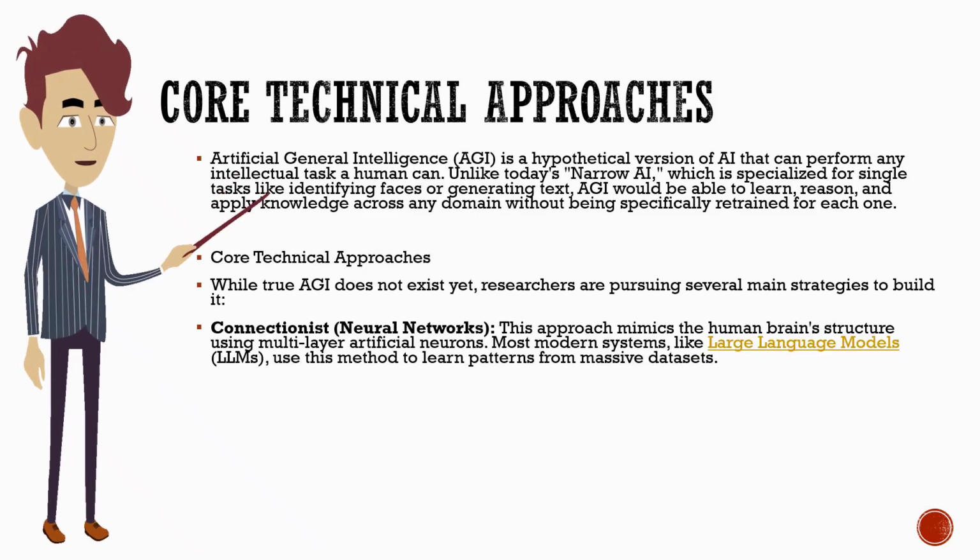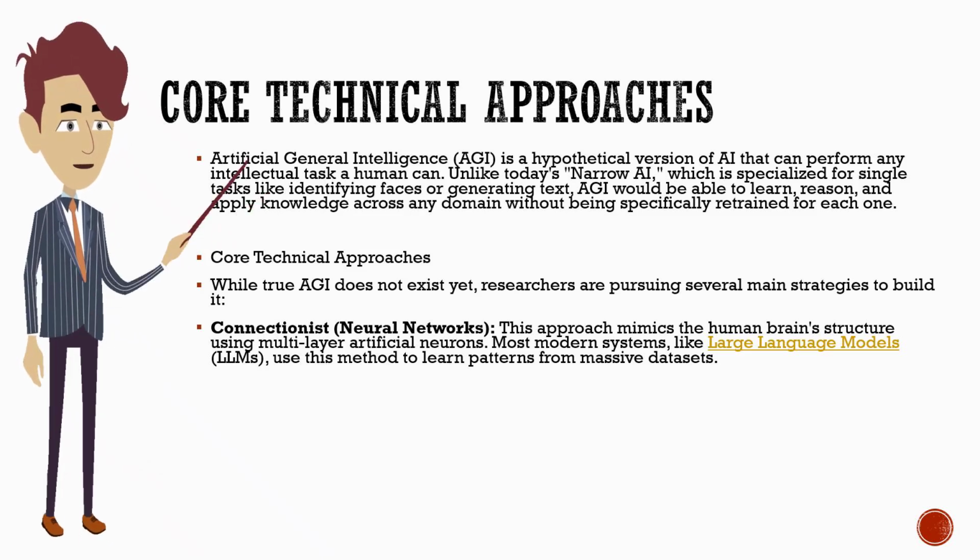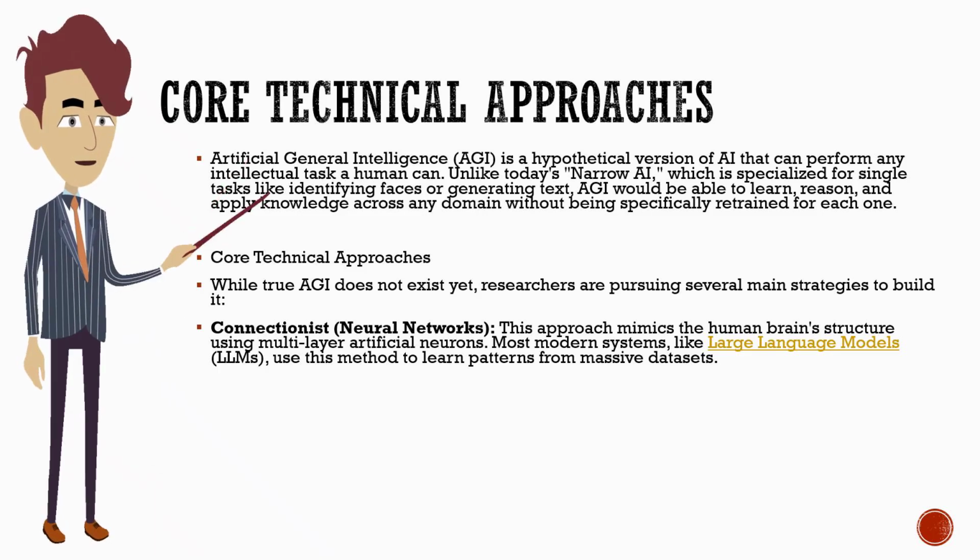trained for each one. So if we go to the core technical approaches, as currently we do not have any true AGI, but researchers are pursuing several main strategies for building it. So basically, connectionist, that is neural networks. As we are aware, this approach mimics the human brain structure using multi-layer artificial neurons.